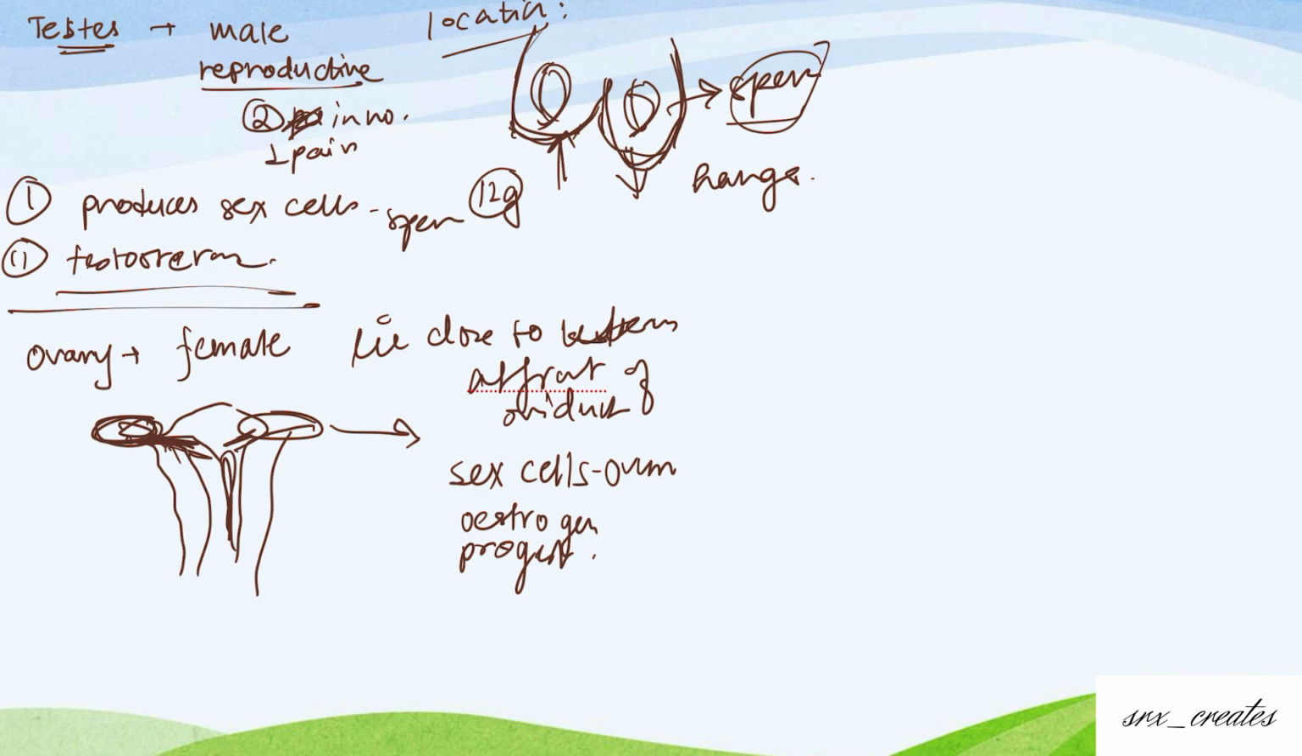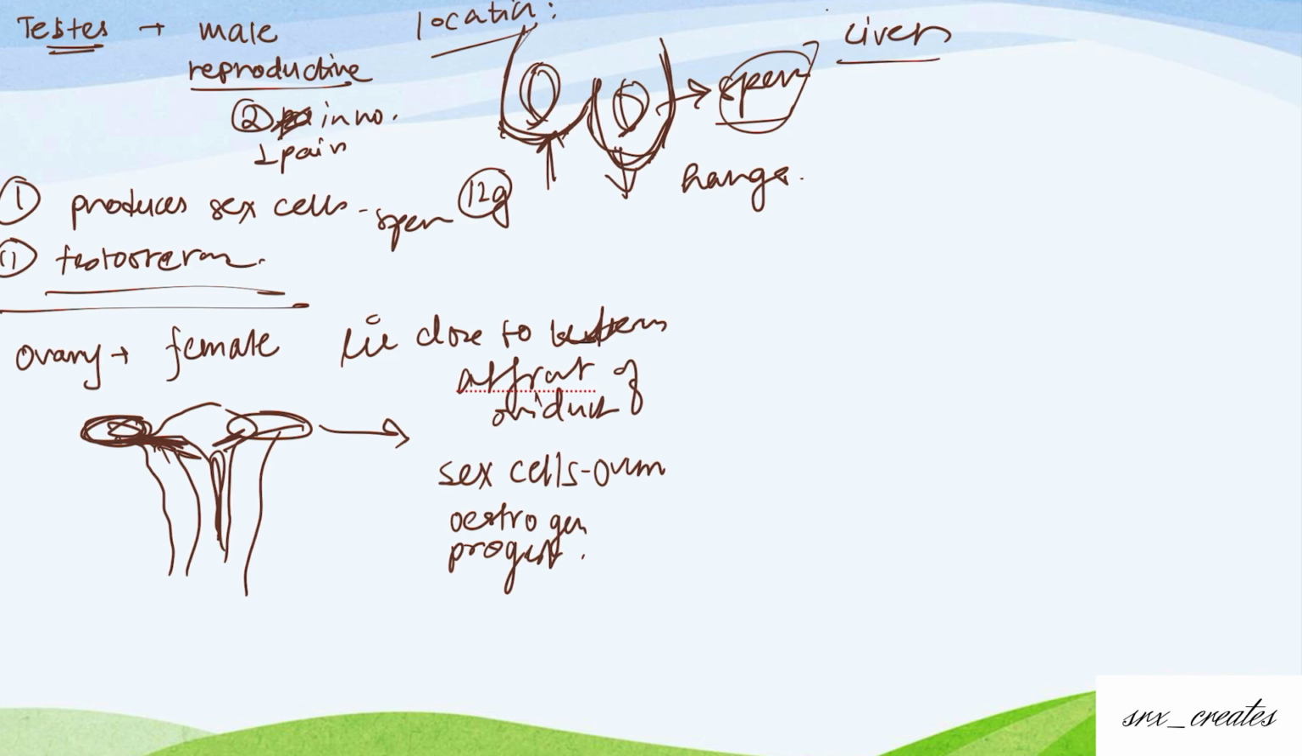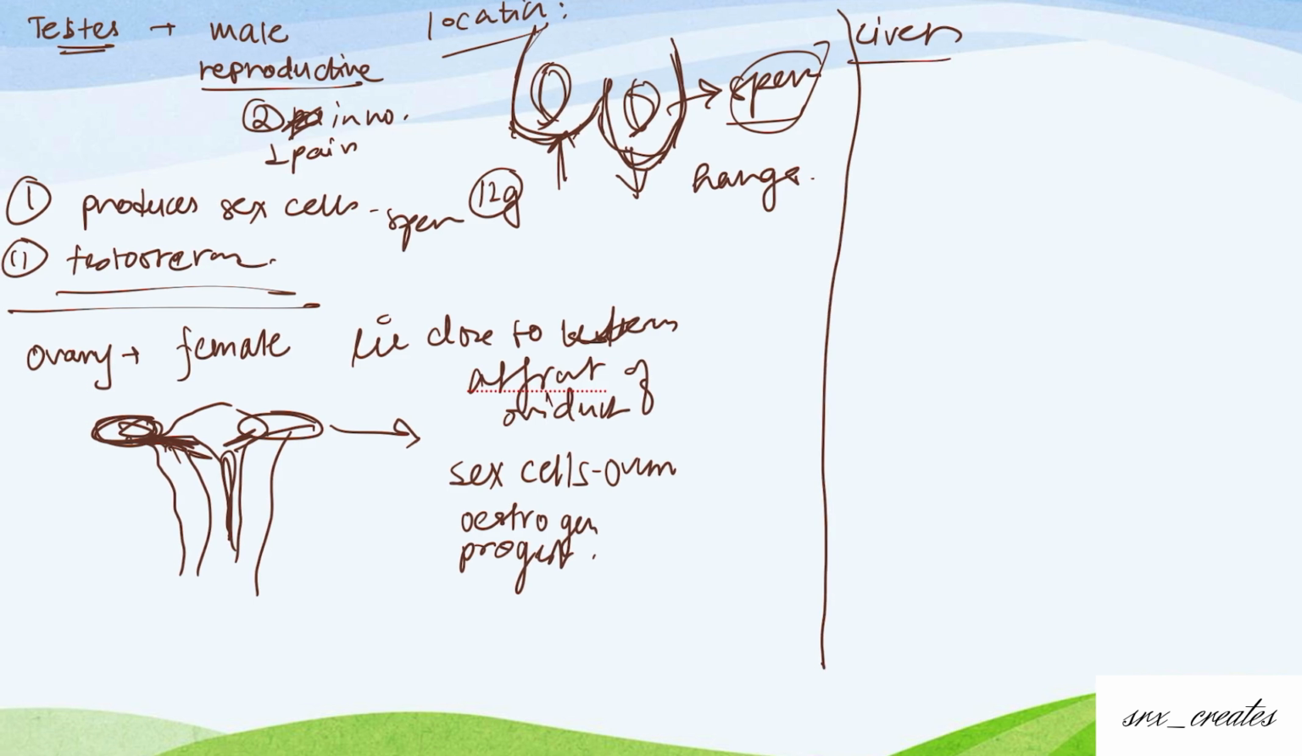Now, last one which we don't exactly know very clearly about: liver. We know the name liver, but actually we don't know anything about it. What's liver? It's the largest digestive gland of our body. In the digestive system, the largest digestive gland is the liver. It's reddish brown in color.